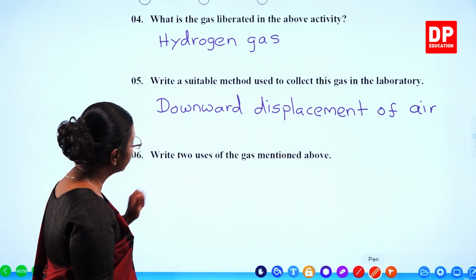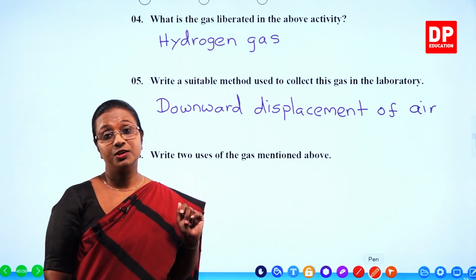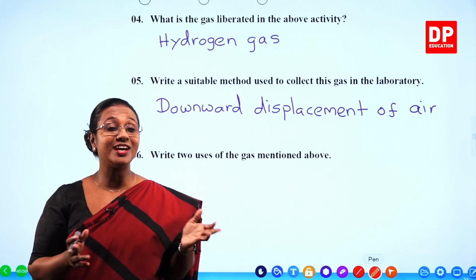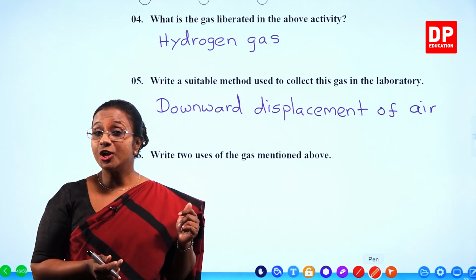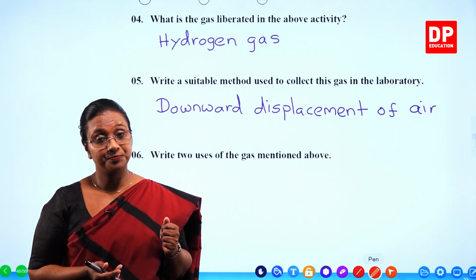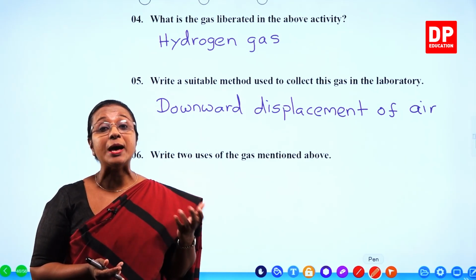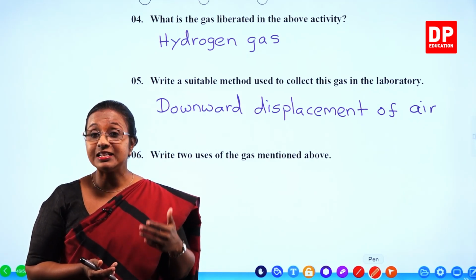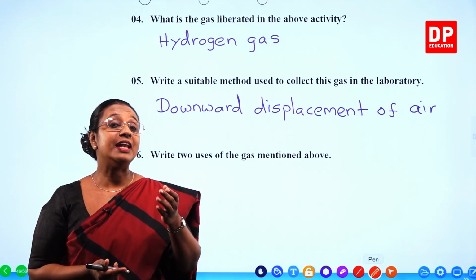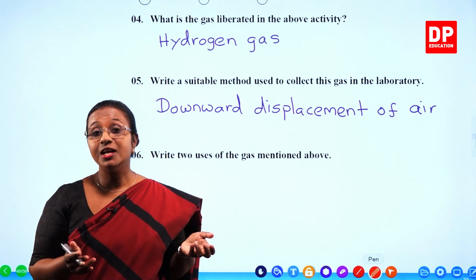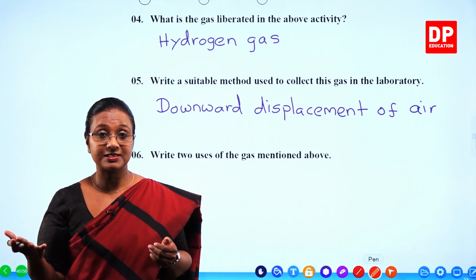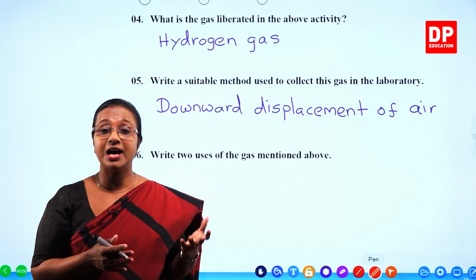Write 2 uses of the gas mentioned above. So 2 uses of hydrogen. You are familiar with many uses. What are they? Now in the production of margarine, manufacture of margarine, we use hydrogen. Then to produce ammonia by reacting hydrogen gas with nitrogen gas. Then we get ammonia, and that ammonia is used to do what? Used to produce urea or ammonium fertilizers. So for that also we use hydrogen.